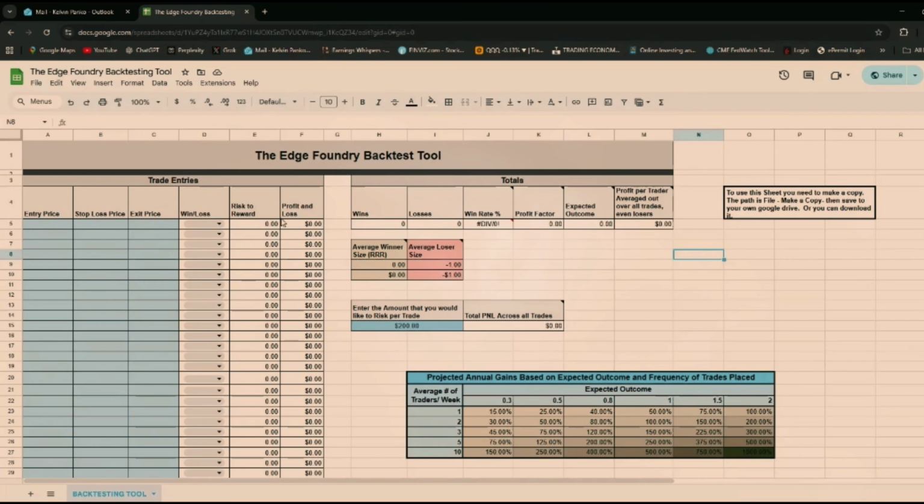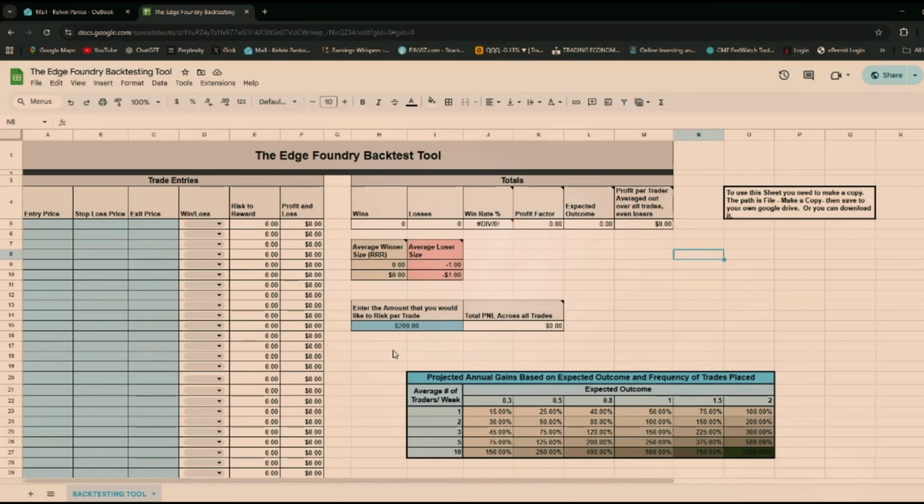All the rest of these fields will just come out on their own. They're all formulas, so numbers will automatically fill in here once you fill in these fields. This is the only other field that you need, or can. You don't have to put anything in here, but just put your risk amount. How much am I willing to lose per trade? Then that'll allow other fields to populate.